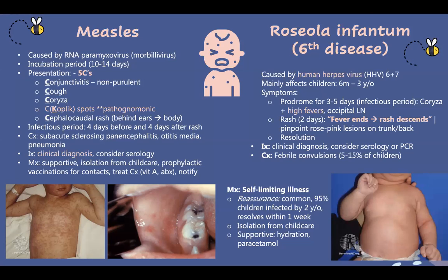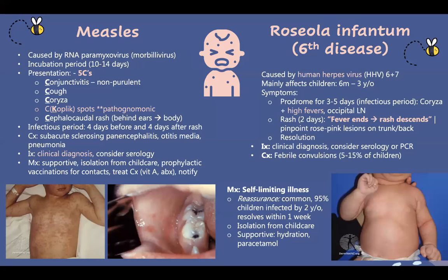But the issue is that because of the high fevers you get in that prodromal period, it has a high risk of febrile convulsions. So 5 to 15% of children will end up having a febrile convulsion, which is also mainly benign, which we'll go through later. So again, it's a self-limiting illness. If you get it in an OSCE, you just want to reassure the parents: 95% of children are infected by 2 years old. It normally resolves within 7 days.